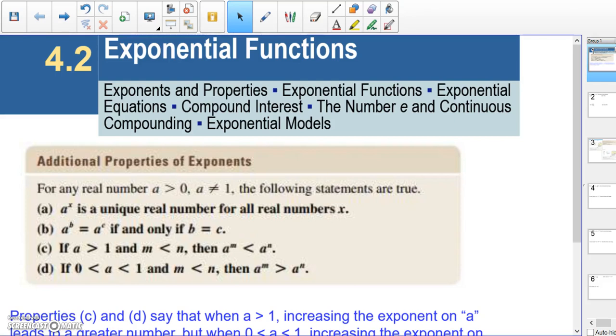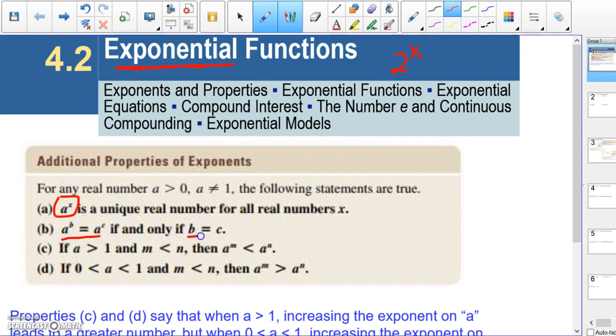4.2 exponential functions. An exponential function is going to be some sort of function with a variable in the exponent. So that's kind of what we're looking for there. So additional properties of exponents: for any real number a bigger than 0 and not equal to 1, the following statements are true. A to the x is a unique real number for all real numbers x. A to the b equals a to the c if and only if b equals c. That's going to be useful for solving equations.